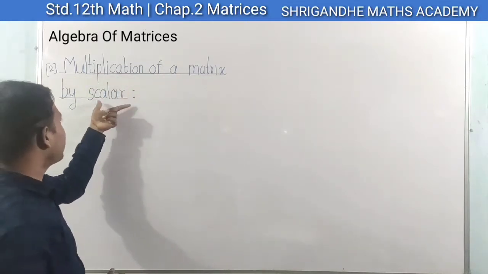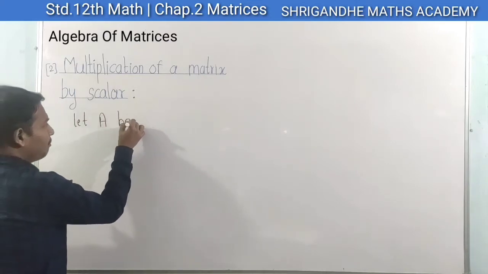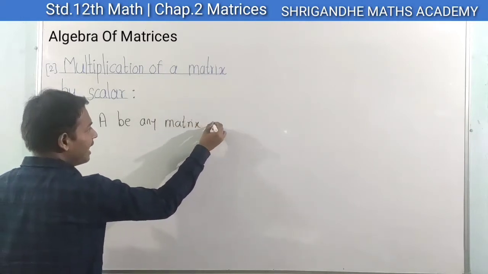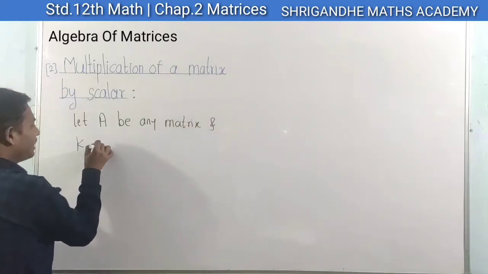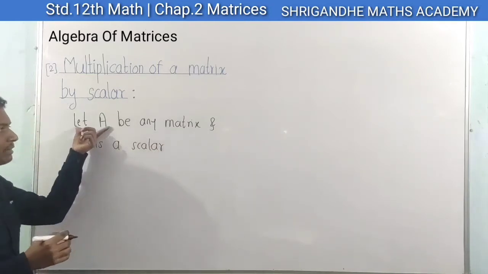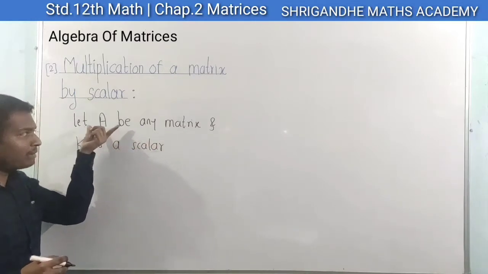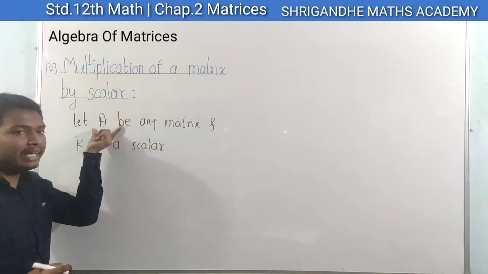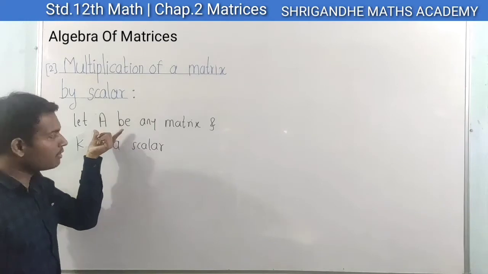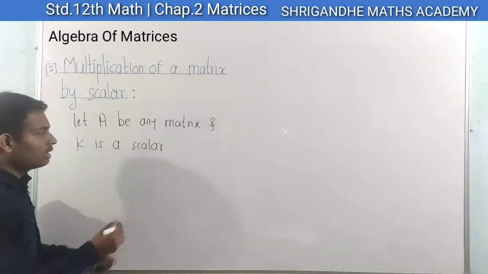Multiplication of a matrix by a scalar. Let capital A be any matrix, and k is a scalar. Here capital A is any matrix means what? Capital A has any order: 2 by 2, 2 by 3, 3 by 2, 3 by 3, etc. Let capital A be any matrix and k is a scalar.